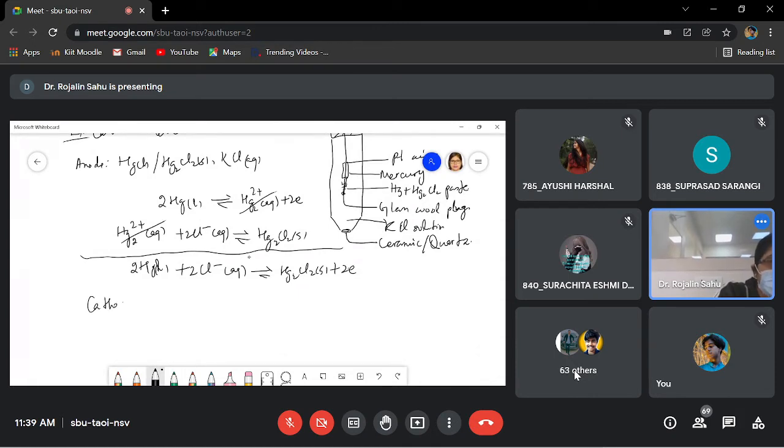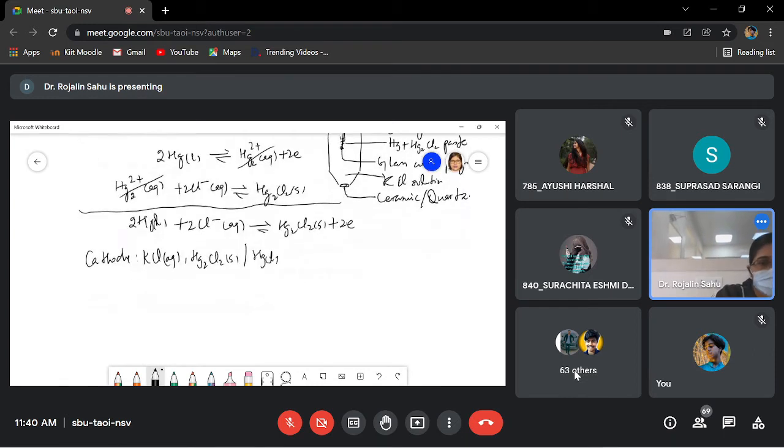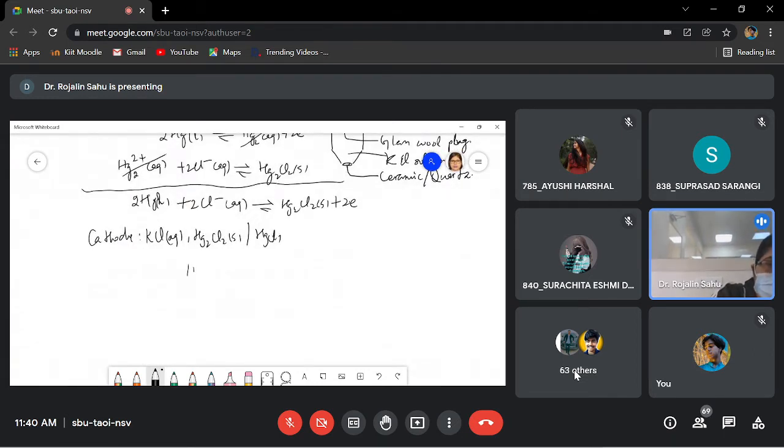So cathode, KCl, Hg2Cl2, Hg liquid. Okay. So the reaction is Hg2Cl2 gives Hg2 2 plus aqueous plus 2Cl minus.